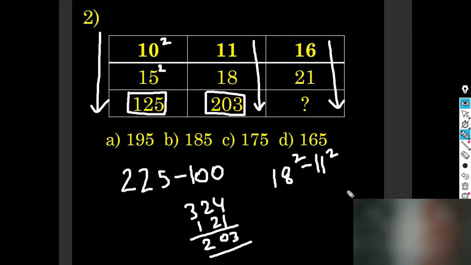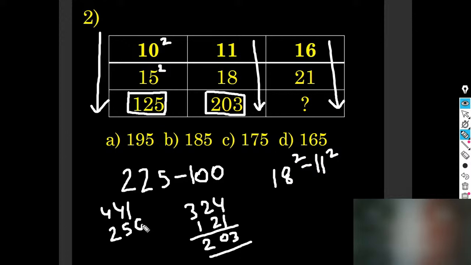Based on the same logic, we have 16, 21 and question mark. So it is nothing but 21 square minus 16 square. So 21 square minus 16 square gives us the answer. 21 square is 441. 16 square is 256. So if you subtract those both, you will be getting 185, which is the correct answer.